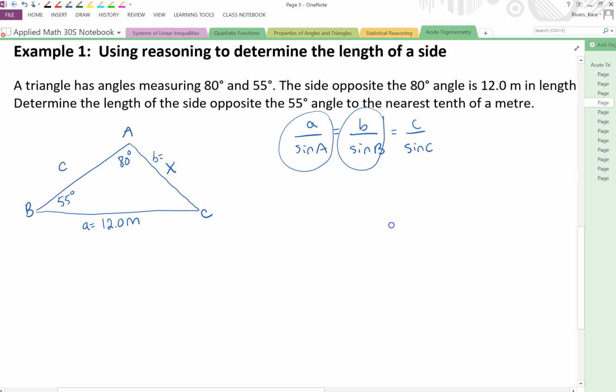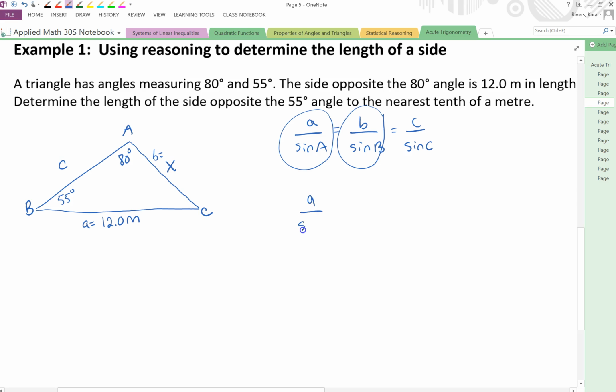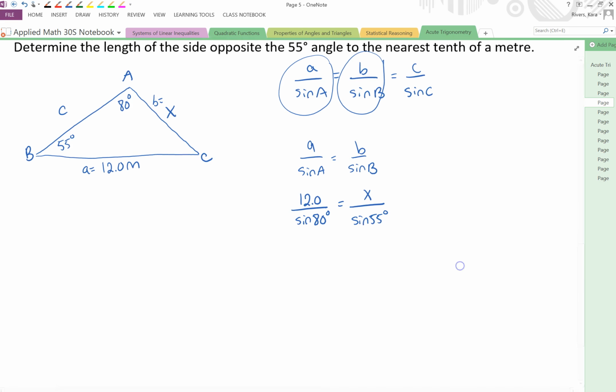So let's rewrite the formula just with a over sine A and b over sine B. So we've got a new ratio that we're working with. Substitute the information. So a is 12, sine 80 degrees, and then b is what I'm solving for, and then sine B would be sine of 55 degrees. Now, one of the big mistakes that students make is they round too soon. So my suggestion is keep as many decimal places as you can, if not all of them in your calculator. Try to rearrange and solve, and then just put everything in at one step so you have the most accurate answer possible.